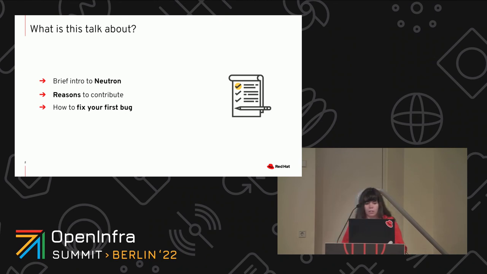First of all, I'm going to make a brief introduction to the Neutron service and what its role is in OpenStack. Then I'm going to list some of the reasons that I think there are to contribute to this project, or really to any OpenStack project or any open source project. And then I'm going to try to tell you some of the key things in order to get to fix your first bug in Neutron.